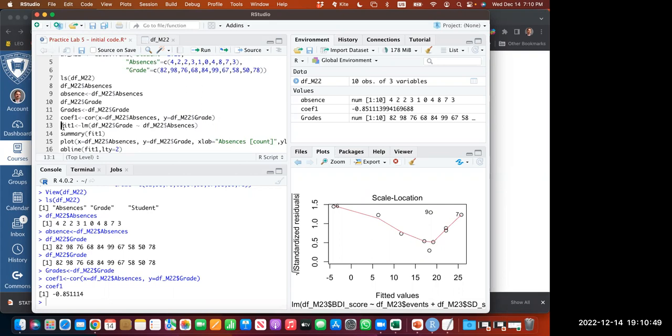Okay, line 13 then essentially introduces a new function now.